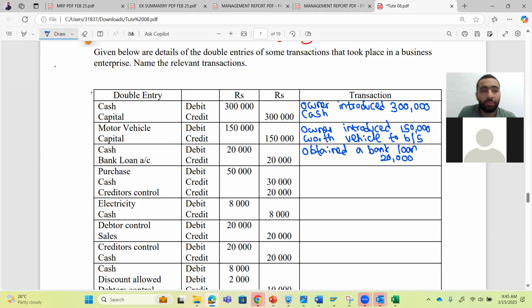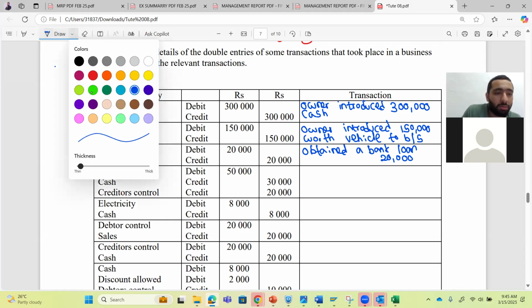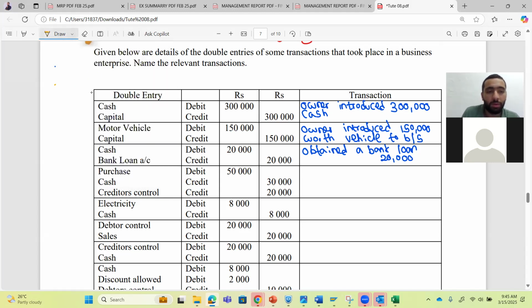Right, okay. ඊළඟ එක අපි තව පාටකින් කරමුකෝ. Right? So let's go for another color. Right. Purchase, debit, cash, credit, creditors control. මේ මොනවද මේ?